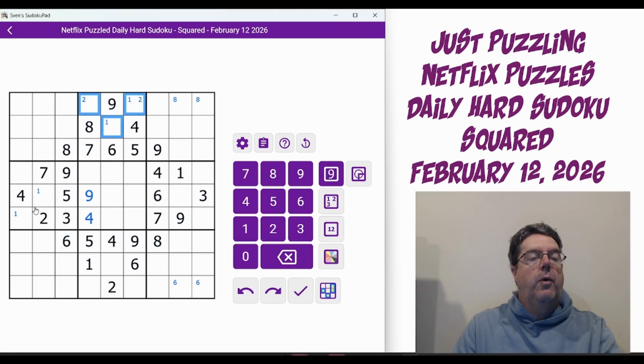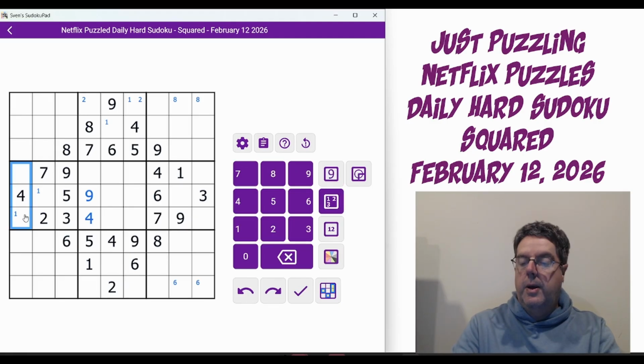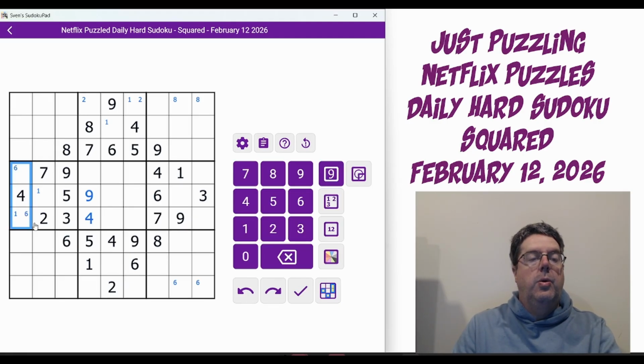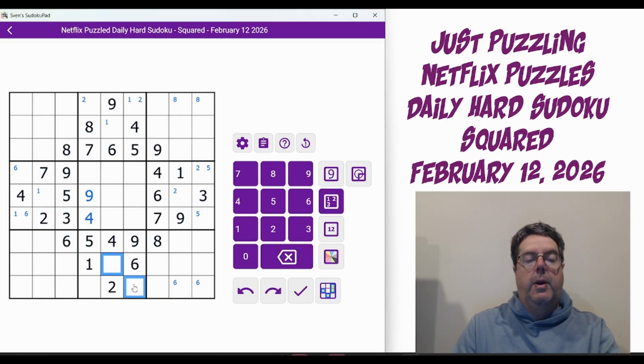1, 2, 3, 3 can be in all spots there. So 1, 2, 3, 4, 5, 6, 6 can't be here, so 6 is going to be one of these two. 1, 2, 2 can't be here, so 2 is one of these two. 3, 4, 5, 5 can't be here, so 5 is one of these two. 6, 7, 8, and 8 can be in all of the spots, just like this one. Alright, so 1, 2, 3, 3 can be in all the spots. 4, 5, 6, 7, 7 can't be here, so 7 is going to be one of these two.